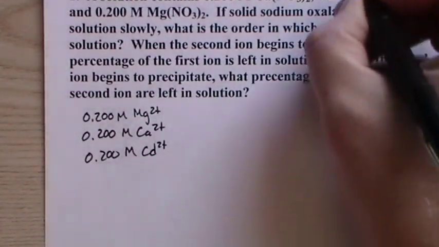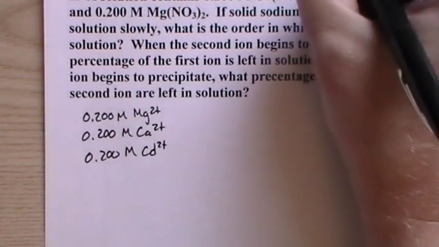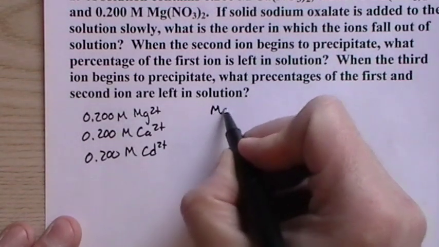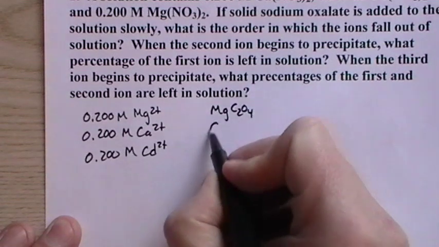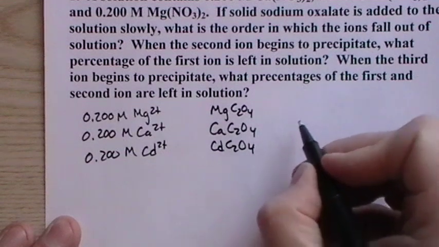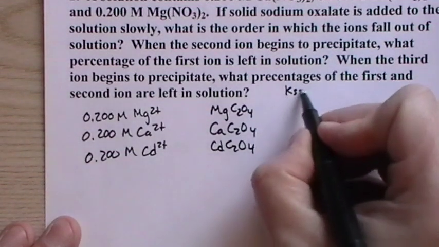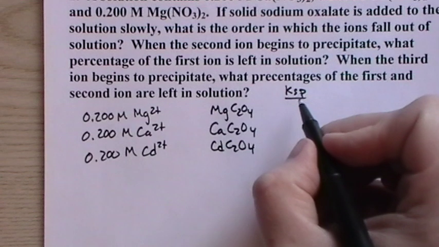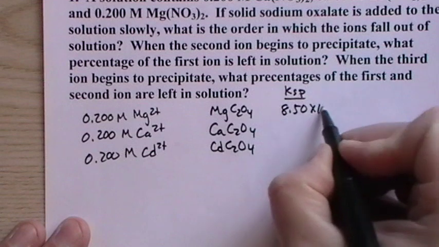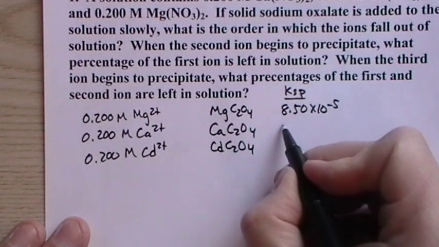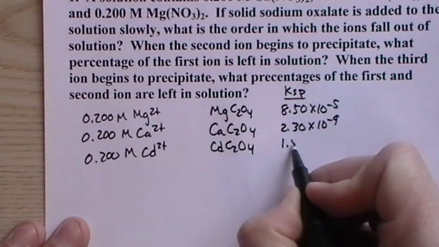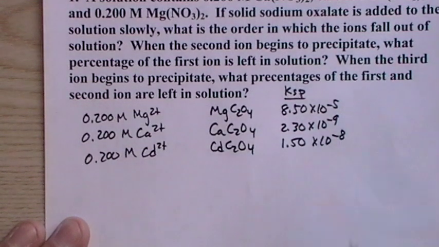Since it's oxalate, the oxalate ion is C2O4 2-. So looking at the table, you'll see that we will be creating magnesium oxalate, calcium oxalate, and cadmium oxalate. And for the KSPs, magnesium oxalate is 8.50 times 10 to the minus 5. Calcium oxalate is 2.30 times 10 to the minus 9. And cadmium oxalate is 1.50 times 10 to the minus 8.